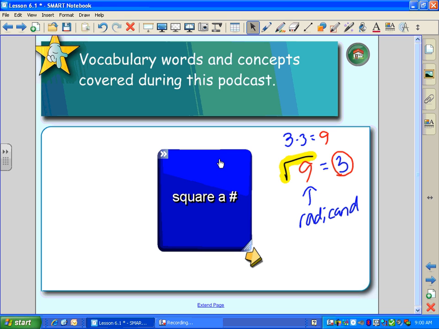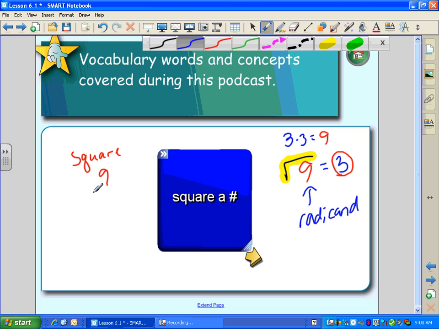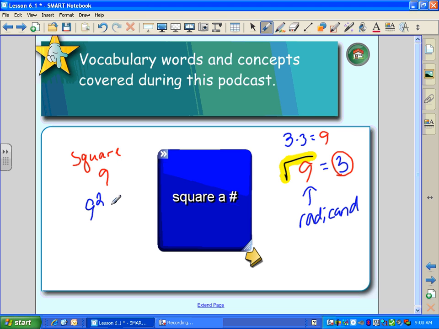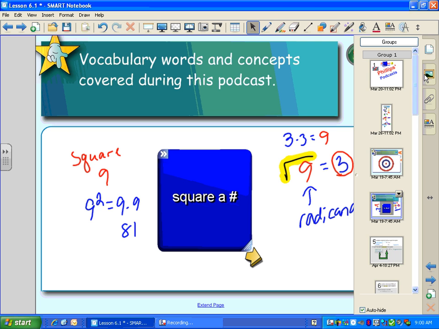To square a number. To square a number means to multiply it by itself. So if I square the number 9, that means 9 to the second power, or 9 times 9, which gives me 81. Squaring a number means to multiply it by itself.